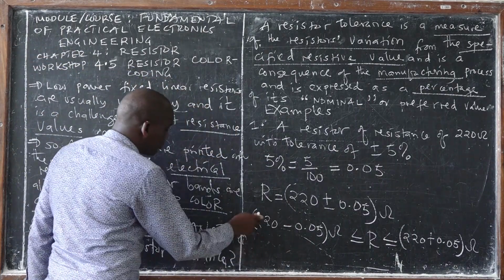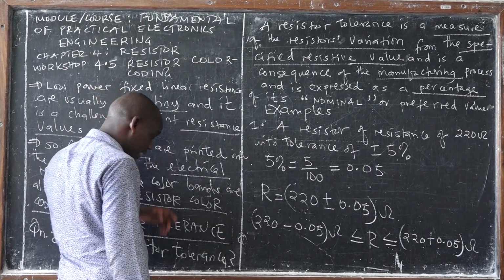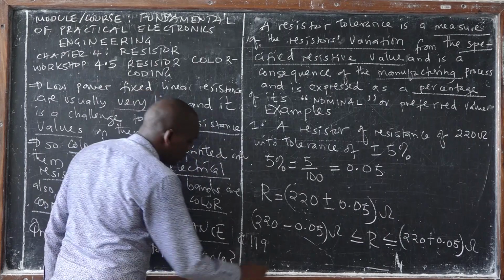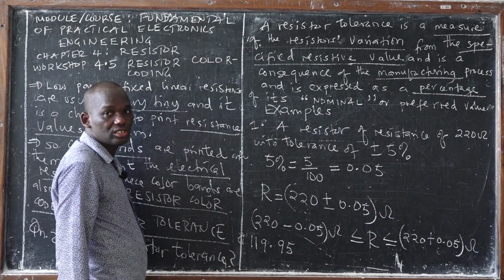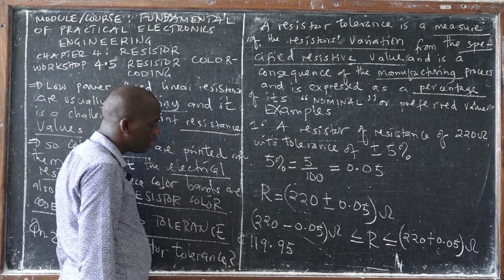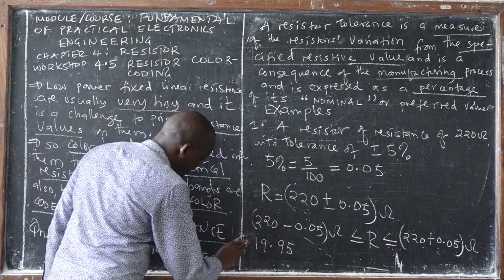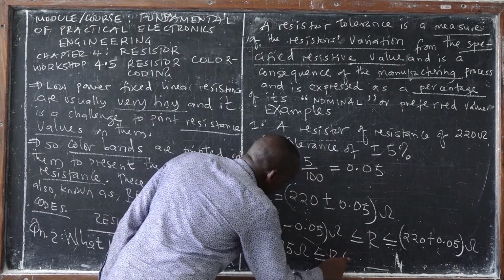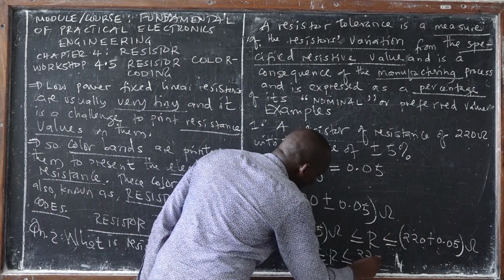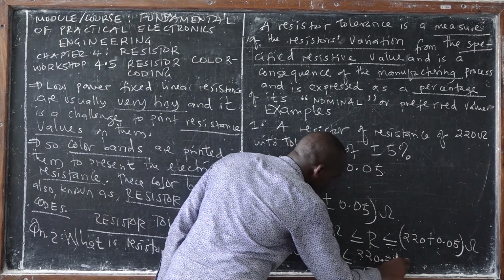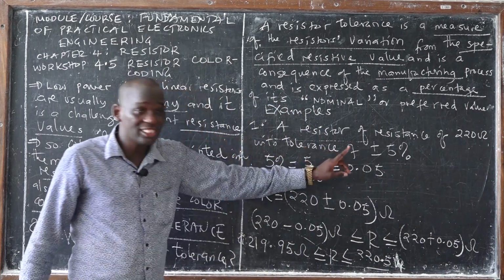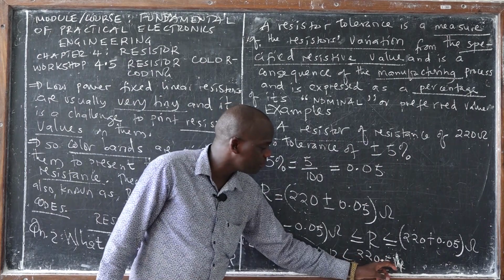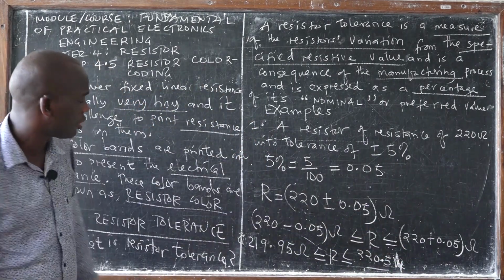So if this is the case, 220 minus 0.05 gives you 219.95 ohm, less than or equal to the resistance, which is less than or equal to 220.05 ohm. So the resistance of this standard 220 ohm resistor will lie between 219.95 ohm and 220.05 ohm.